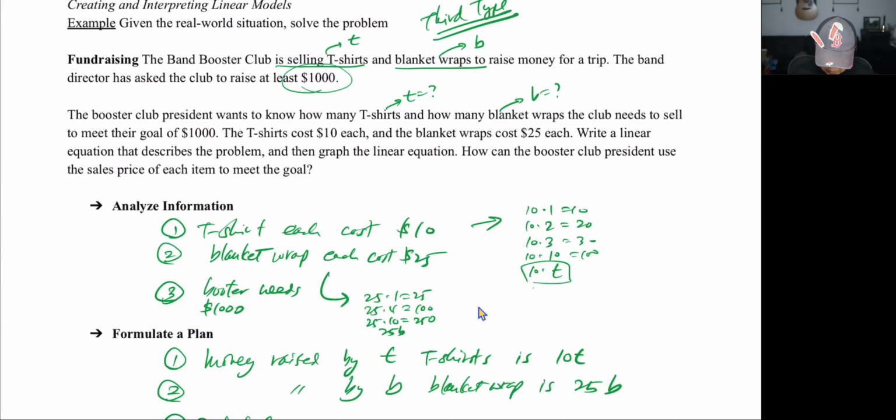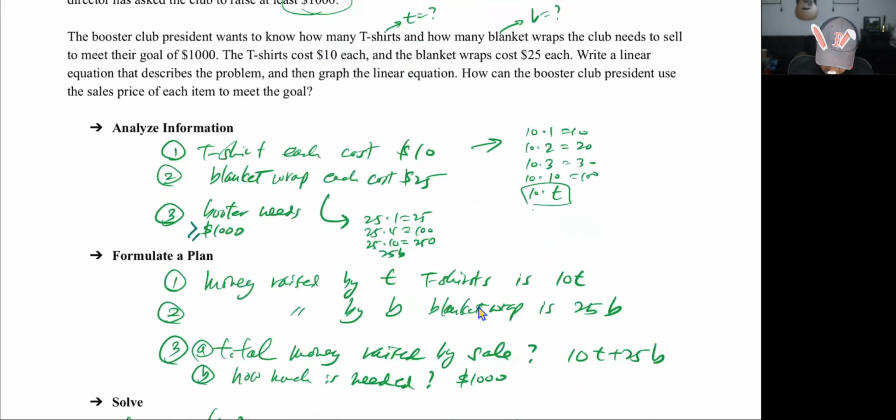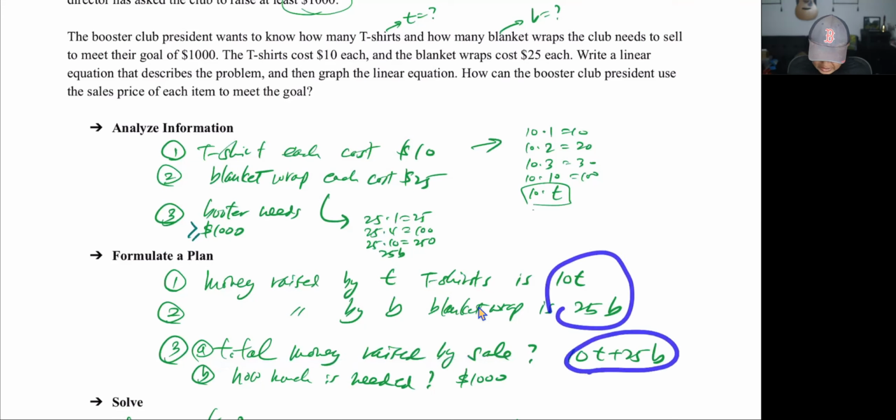At least 1,000, greater than or equal to. Let me put greater than or equal to. It needs at least 1,000, right? So what we have here is the money raised by the t-shirts, meaning T amount of t-shirts sold is 10T. And the money raised by B number of blankets is 25B, right? B is the number of blankets. Each one costs $25. T is the number of t-shirts times how much it is per, right? Now, when you do that, the total money raised by the sale is the sum of these two. And that has to exceed 1,000, at least 1,000.